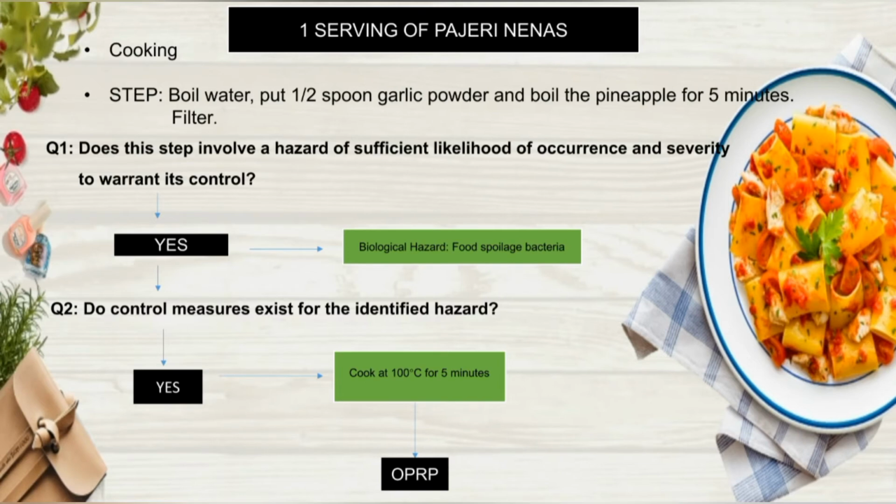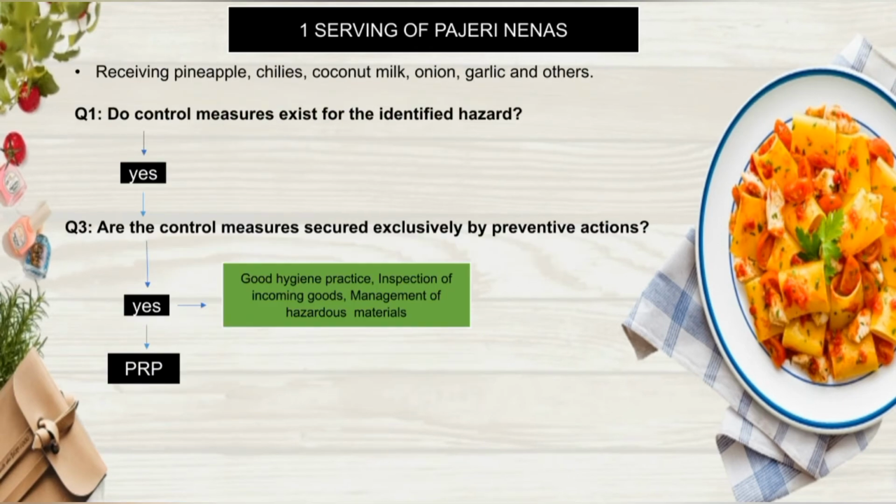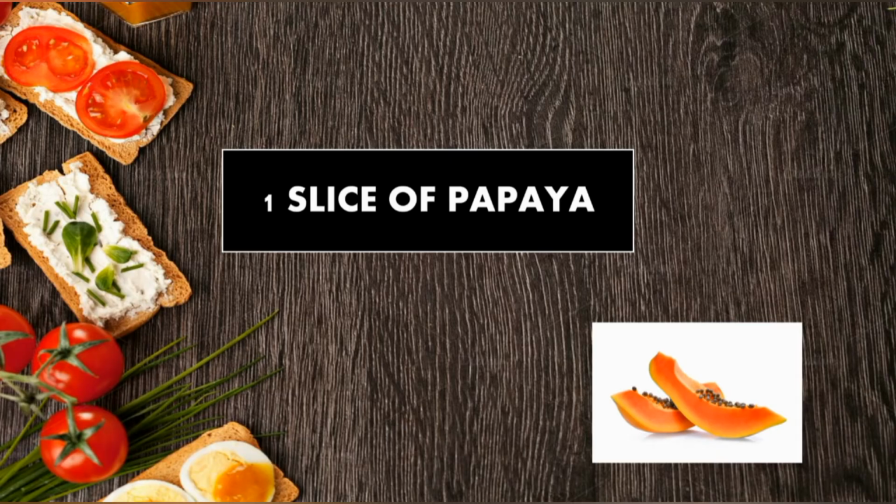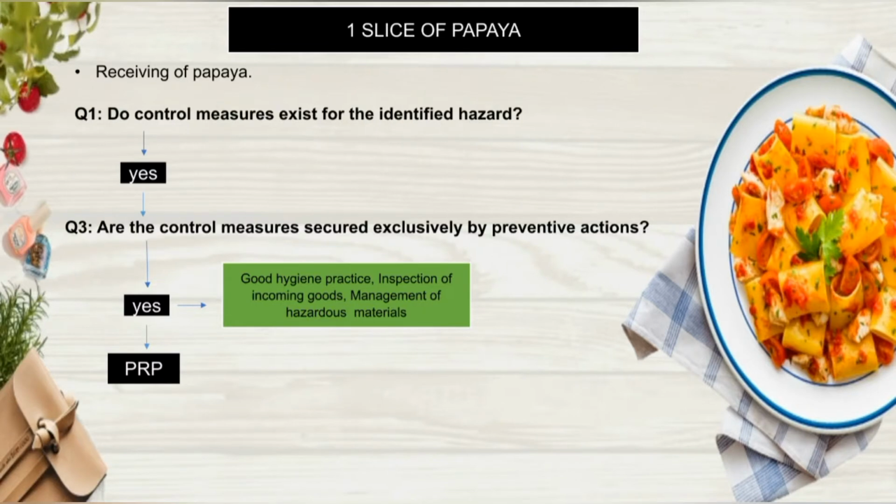And next, also cooking step. However, this step is OPRP. The identified hazard is biological hazard, food spoilage bacteria, and the control measure exists is cook at 100 degrees Celsius for 5 minutes. And the next one is receiving. Receiving for pineapple, chilies, coconut milk, onion, garlic and others. Raw material is PRP.